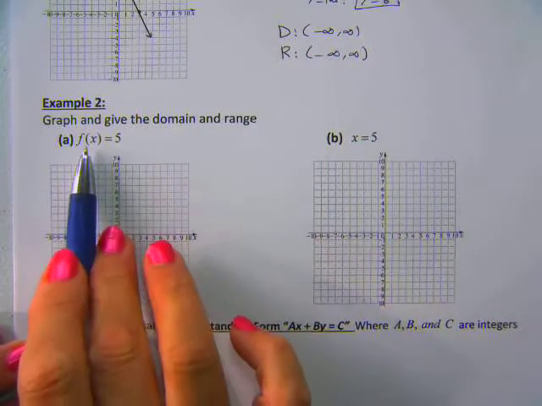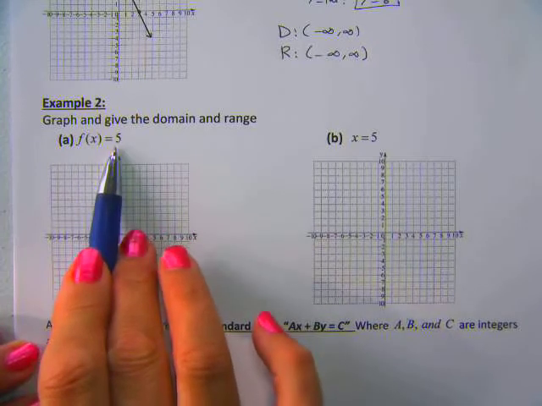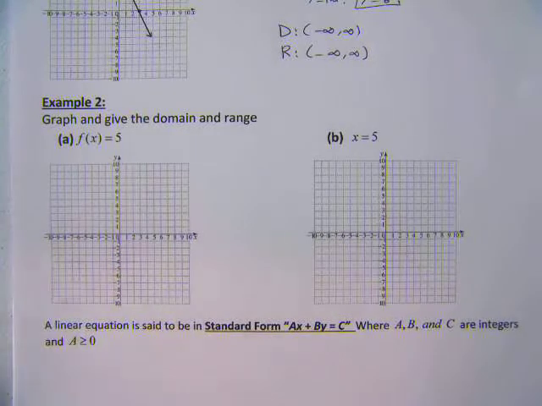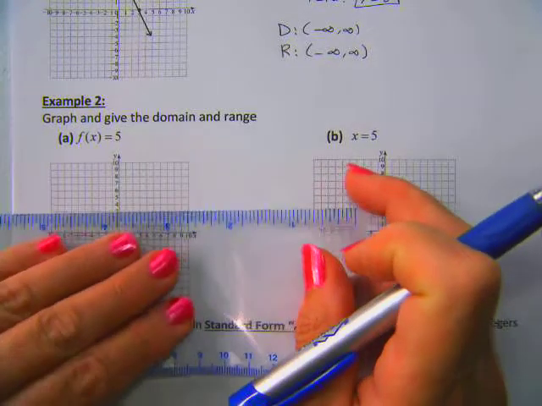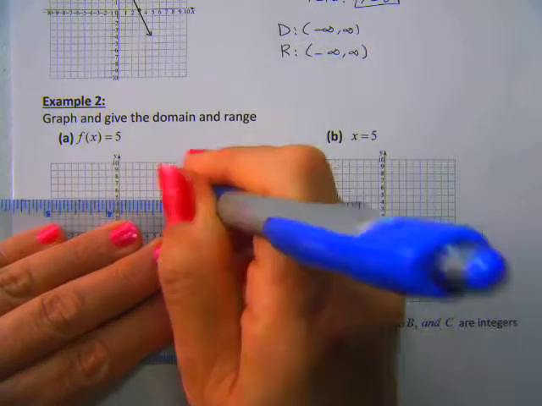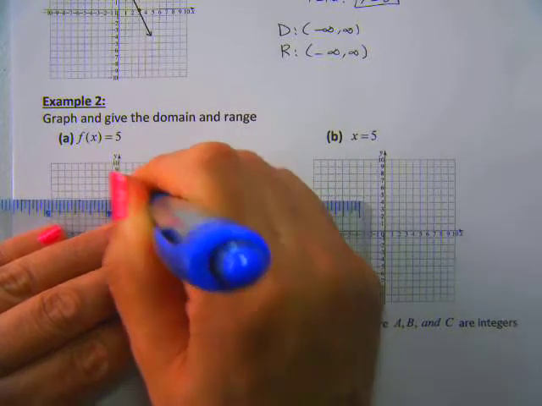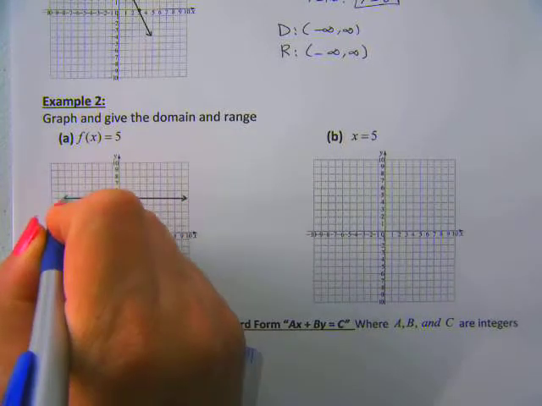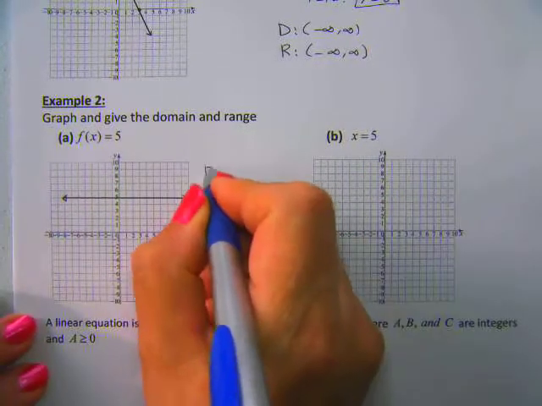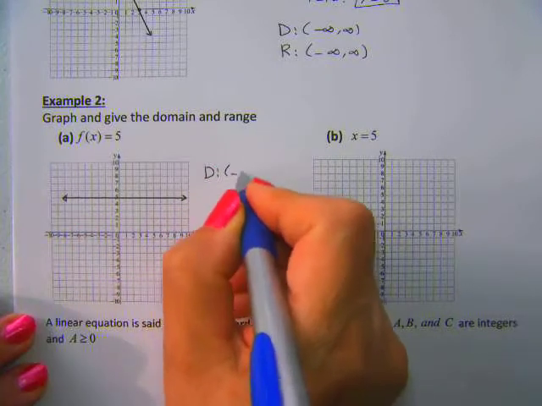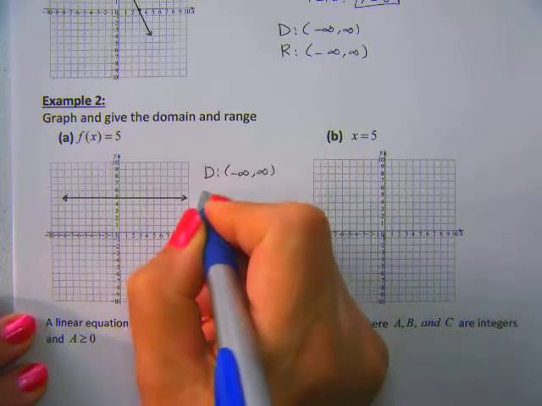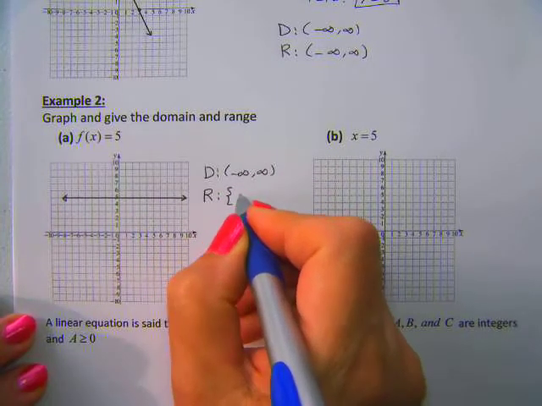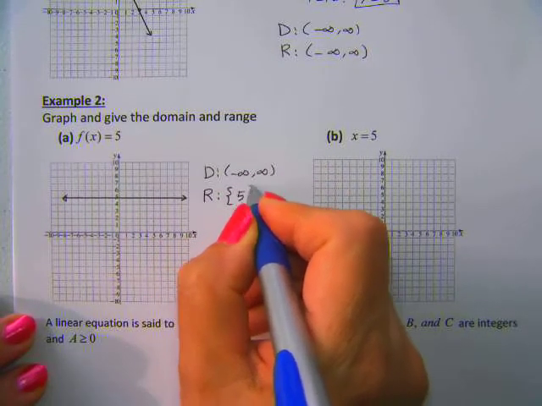Now in this case, look at this one. The y equal to 5. So y equal to 5 is a horizontal line at y equal to 5. Let's look at the domain and range. The domain for this function is all real numbers. But what's the range? The range is only 1 point. Remember, if it's 1 point, it needs to be in set notation.